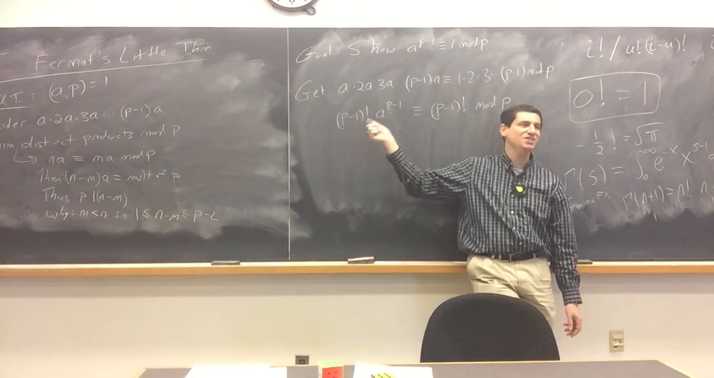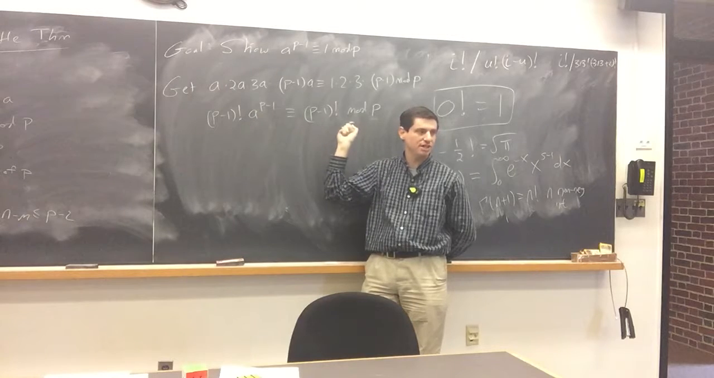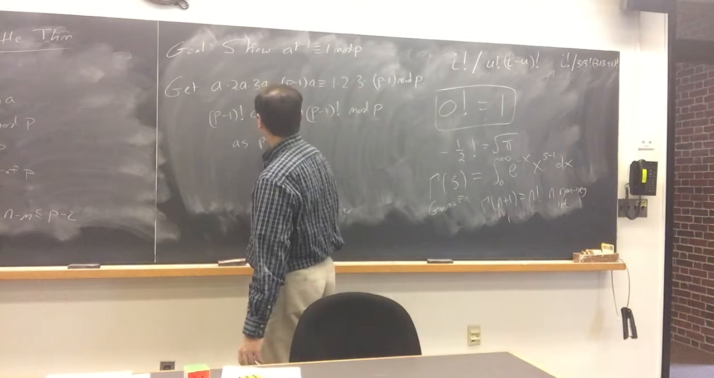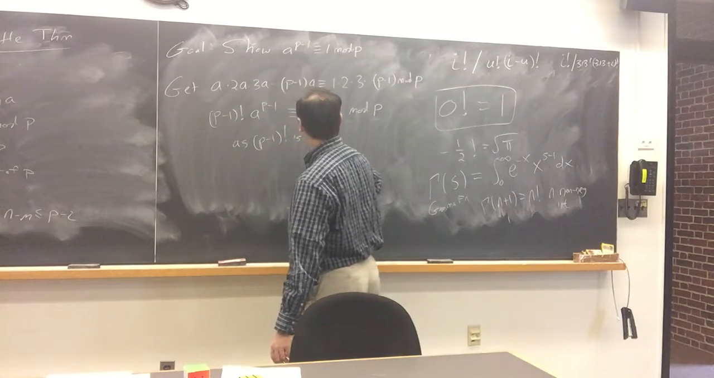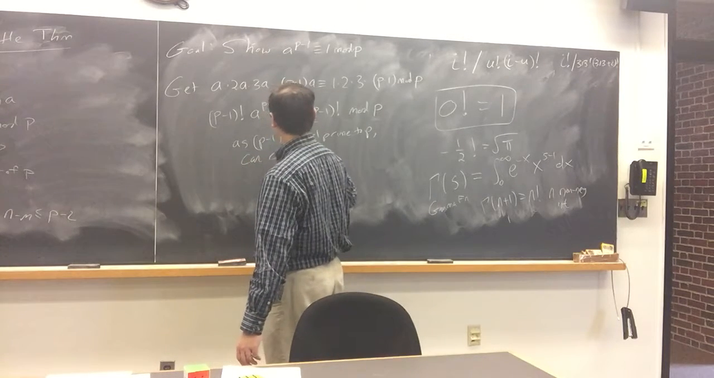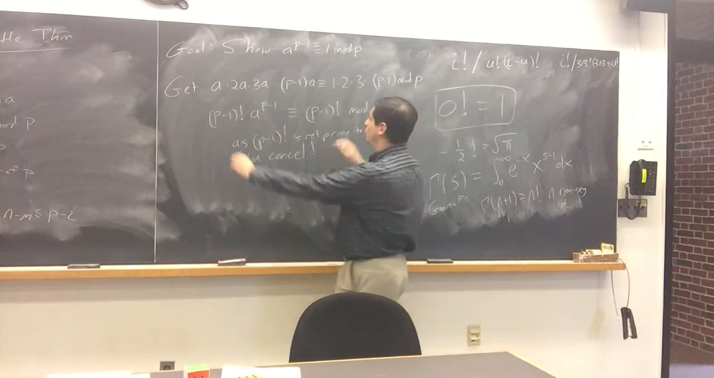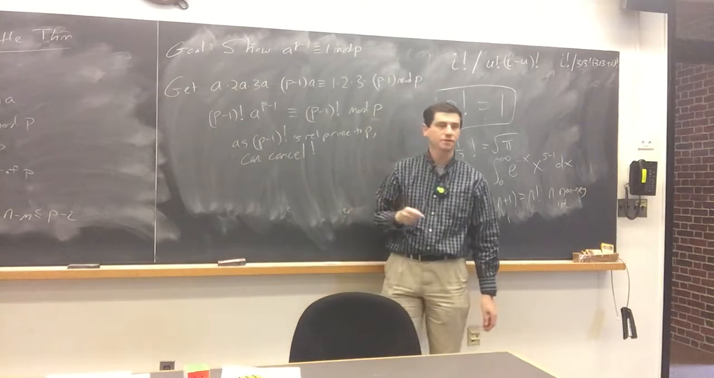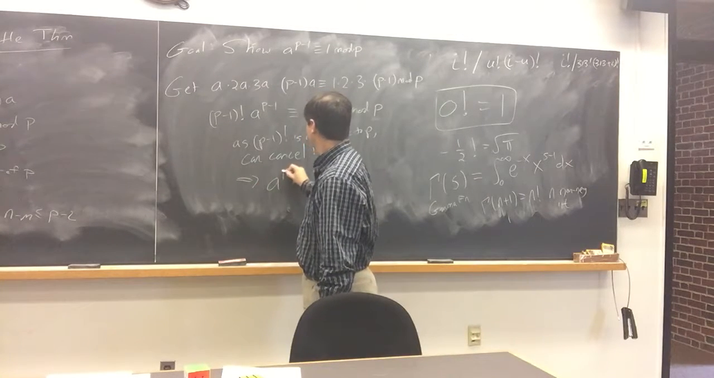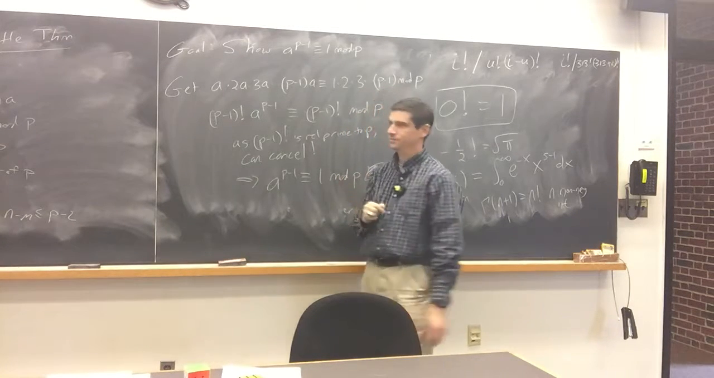And we've just shown earlier today that if we have an equivalence like this, we can cancel from both sides so long as it's relatively prime to the modulus. So as p minus 1 factorial is relatively prime to p, we can cancel. Right? So p doesn't divide this, okay, we get that a to the p minus 1 must be equivalent to 1 mod p. And that's the proof.